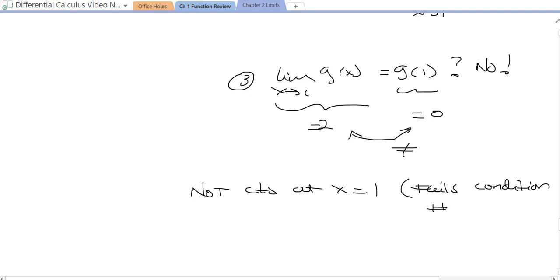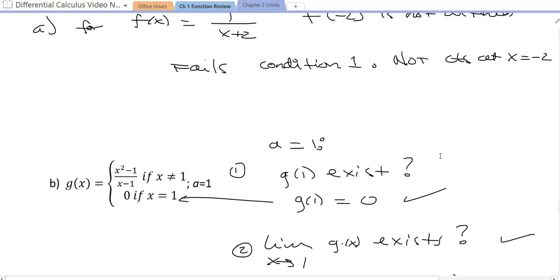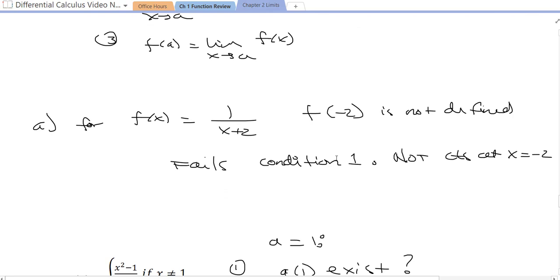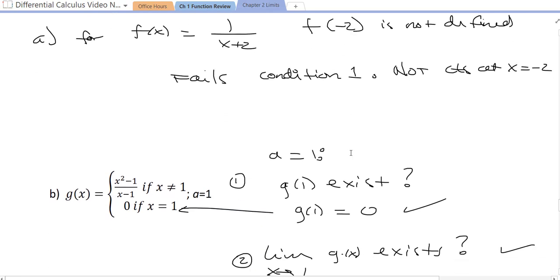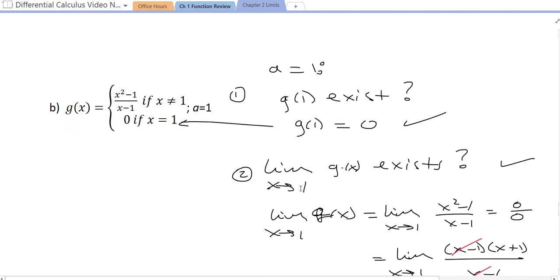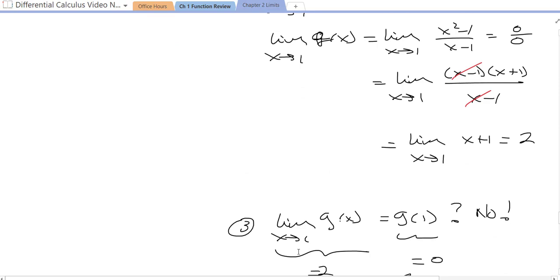So checking continuity at a point, you really have to check all 3 conditions. But as soon as you fail 1, you can stop, right? Like in this case, in part A, it failed condition 1, so we don't have to check the other ones. As soon as you fail one of the conditions, the function is not continuous. In this part B, the first 2 conditions were met, so we really have to check that third one.